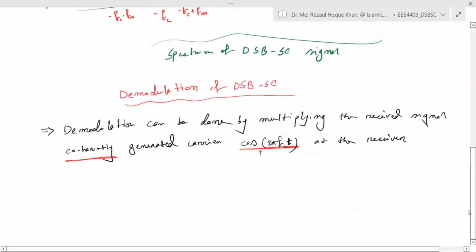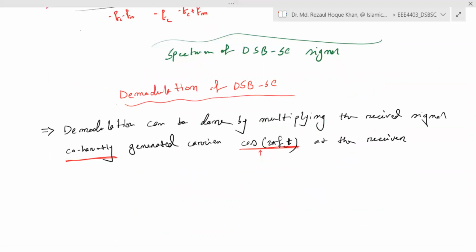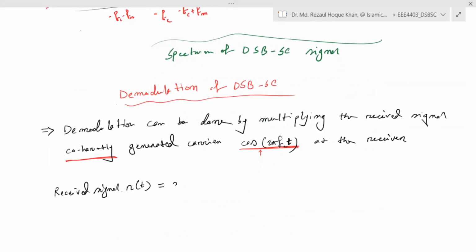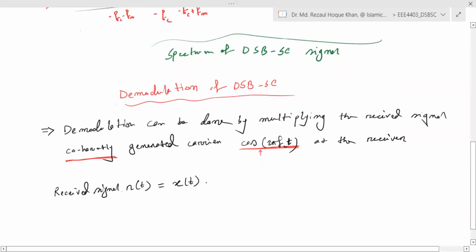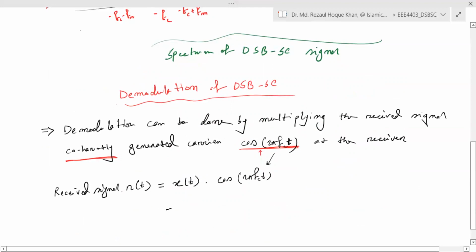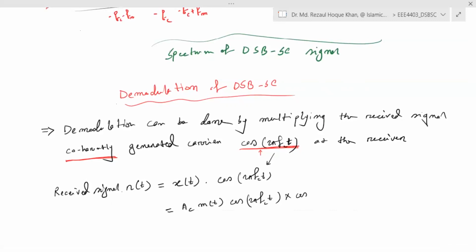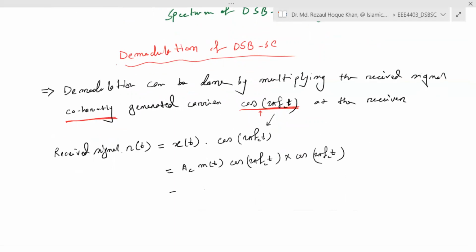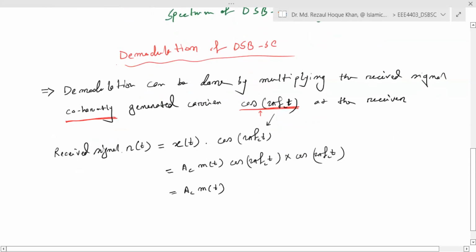The received signal r(t): we have the transmitted modulated signal x(t), right? So we multiply this signal with a carrier cos 2 pi fct. We already know what x(t) is. x(t) is nothing but Ac m(t) cos 2 pi fct, multiplied by cos 2 pi fct. So there are two cos terms here, which becomes cos square 2 pi fct.